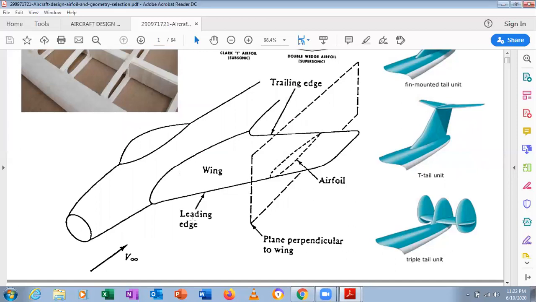You can see this is called the leading edge, and this is a plane perpendicular to the wing, and this is V infinity, called the free stream velocity. V infinity is nothing but the free stream velocity. We have the leading edge of the airfoil and the trailing edge of the airfoil, and a plane perpendicular to the wing. When you cut the cross section, you can see that there will be an airfoil.